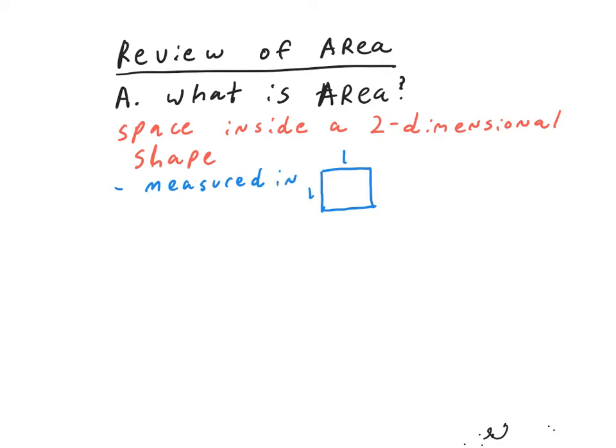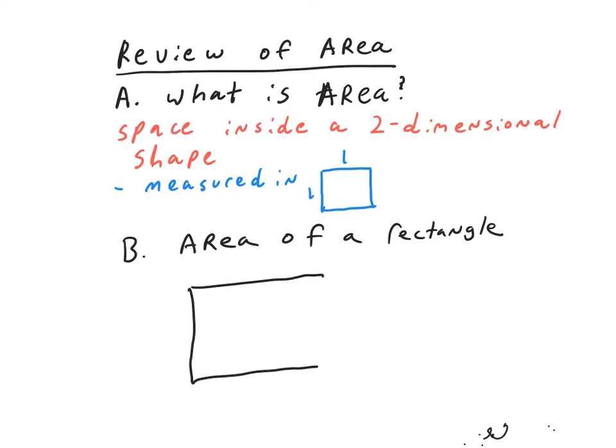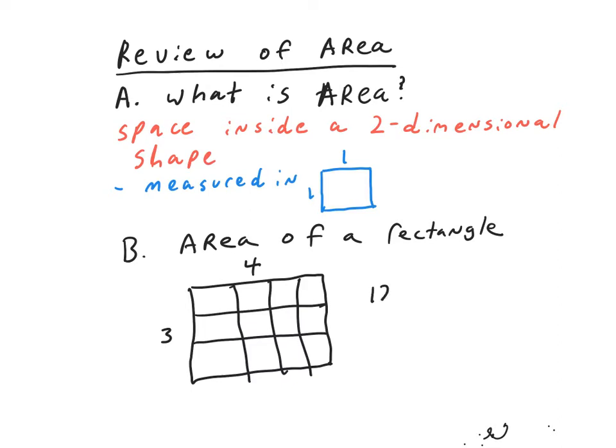Okay, so let's start with the easiest one, which should be a rectangle. We'll do area of a rectangle. Let's say we have a rectangle that looks like this, and we have 3 units this way and 4 units this way. So if we split these into squares, we're going to have 3 like this, and then 4 like this. And if we count them, we're going to end up with 12. So the area of this rectangle would be 12 square units, and you write that like this.